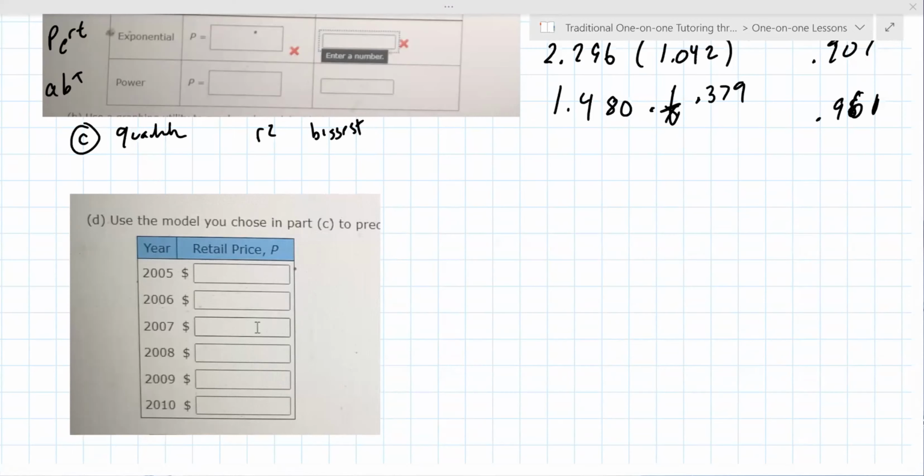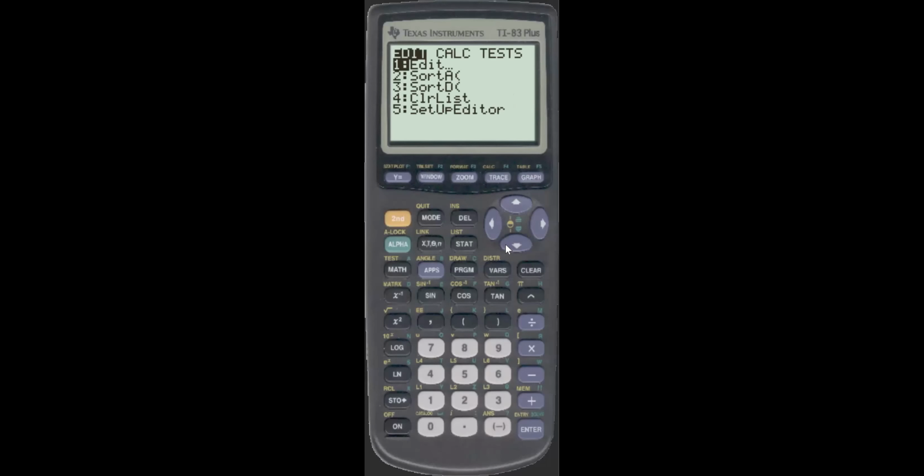All right, so I'm going to go stat edit. I already got my L1 and L2. L1 are the ones that we want the values of. It wants 5, 6, 7, 8, 9, 10. So I'm going to go up to L3, and I'm going to enter the equation that we have from part A, the model.